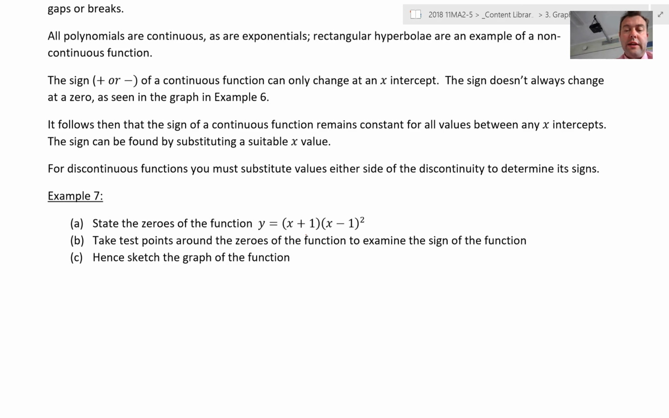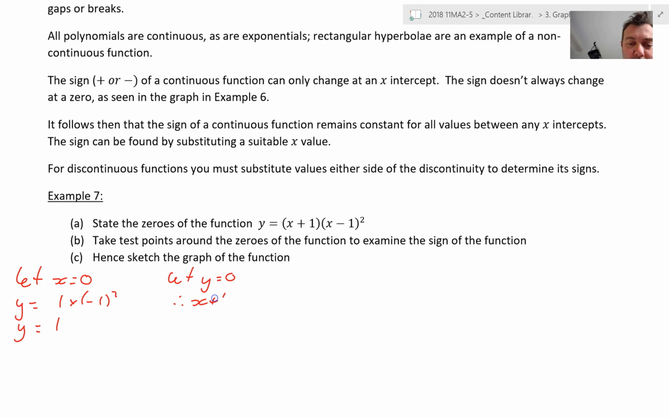going on. Now, first of all, 7a, we need the zeros. So, first of all, let x equal 0, and therefore y is equal to 1 times negative 1 squared, which is equal to 1. Okay, so there's one of my zeros. x equals 0, y equals 1. My vertical axis.